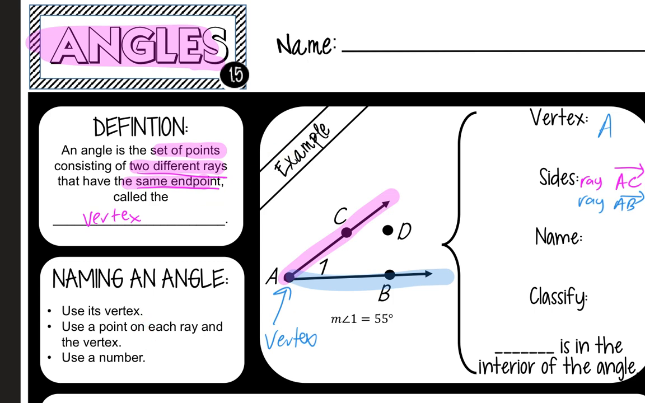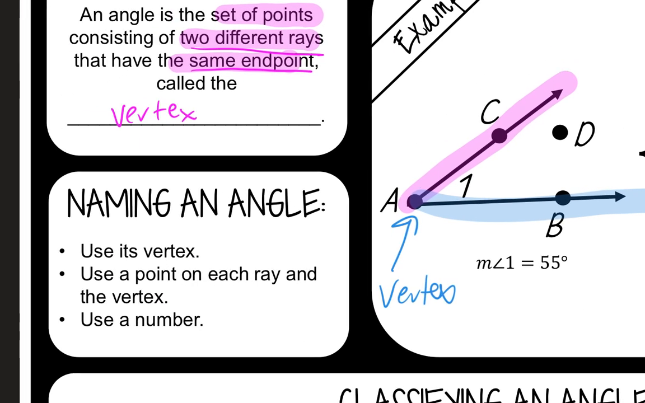So the first way is by using its vertex. The second way is using a point on each ray and the vertex, and the vertex is always in the middle. Or number three, we can use a number.